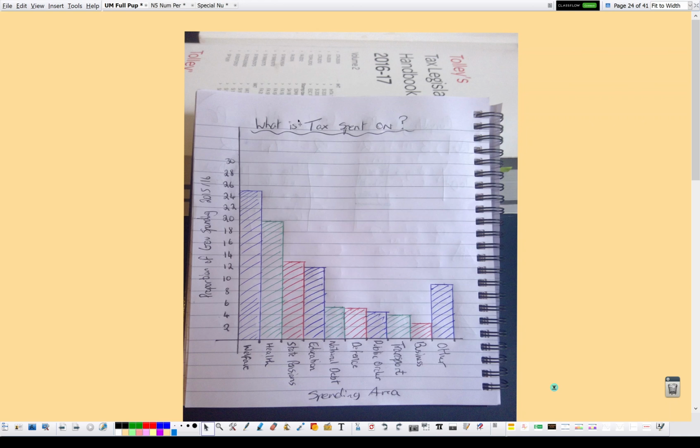Make sure you have your title. So you have a title of the graph, which is "What is tax spent on?" You've got titles on both your axes, so spending area down the bottom and proportion of government spending for the year.